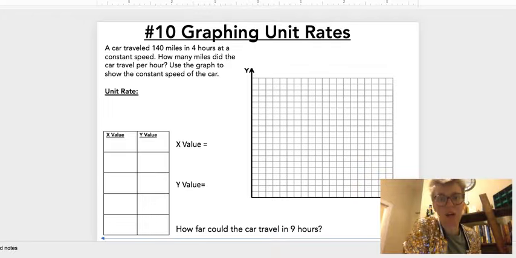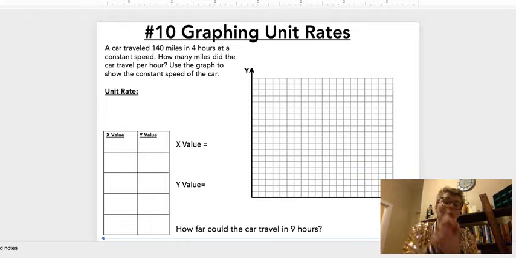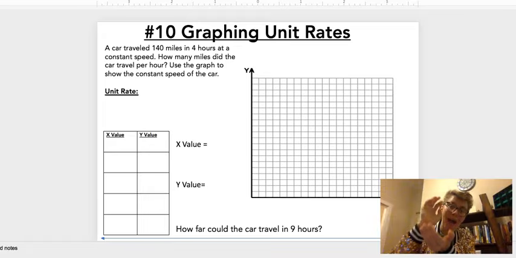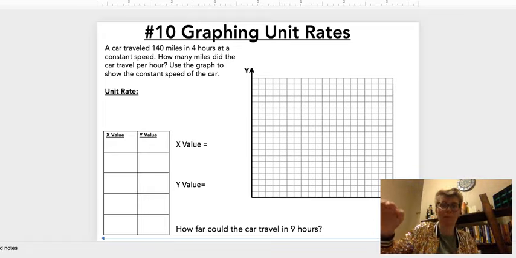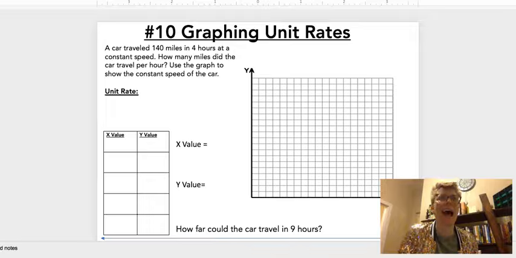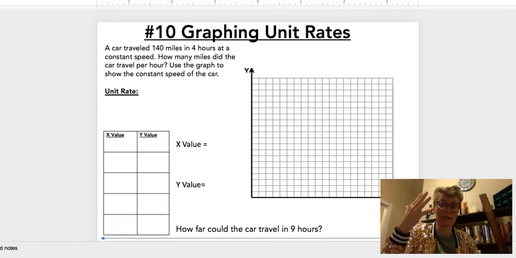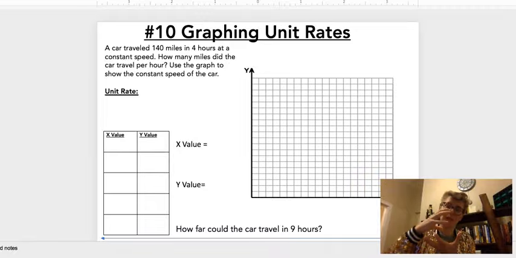Alright, number 10, graphing unit rates. We've talked a ton about unit rates. Unit rates are something always per 1. We can take that pattern per 1 and then continue a pattern. So for example, let's say that I can throw a ball in the air 5 times every 1 minute. Well, if I have 2 minutes, then it's going to be 10 times. 3 minutes, 15 times.